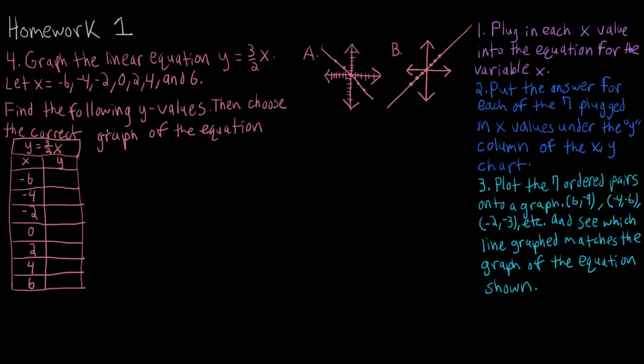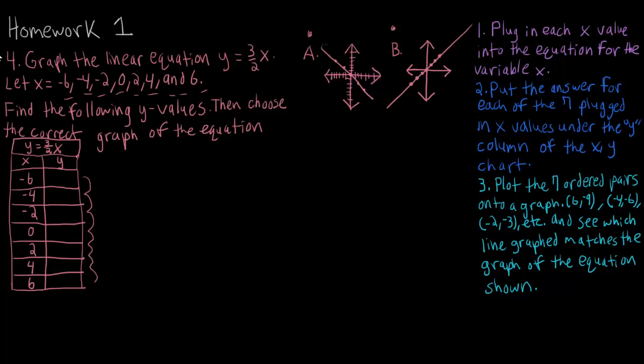So you can see right here there's an xy chart, and given are all of the x values, -6, -4, -2, 0, 2, 4, and 6, which are the values that are given initially. So they already made that chart for you. Right here, we're going to be looking for the y values. And once we're done with that, then we have to choose which graph represents all of these graphed ordered pairs.